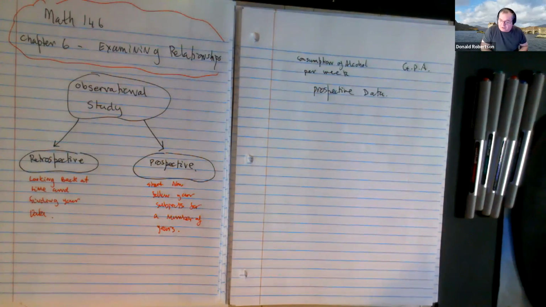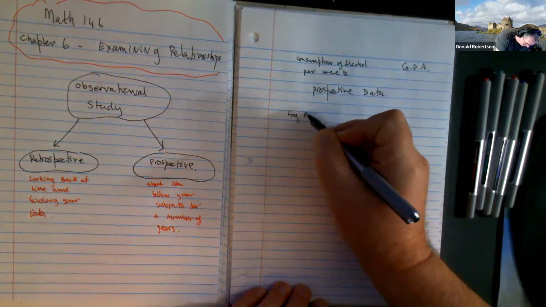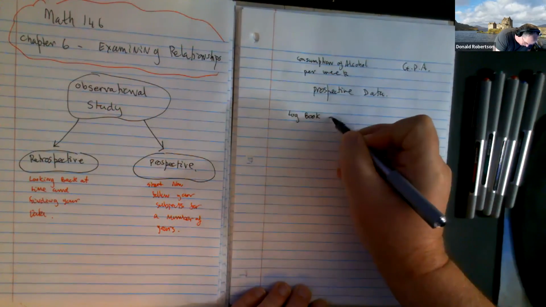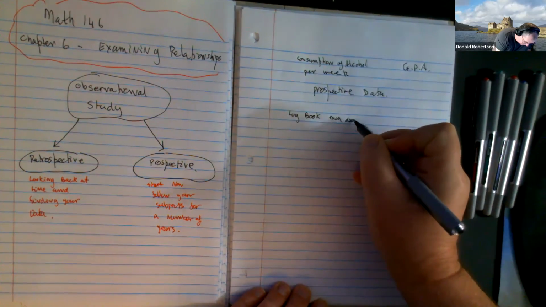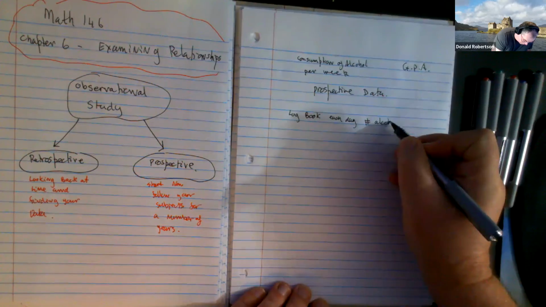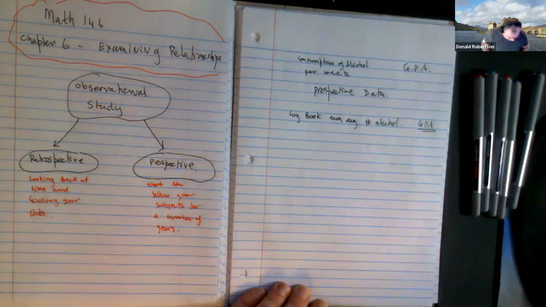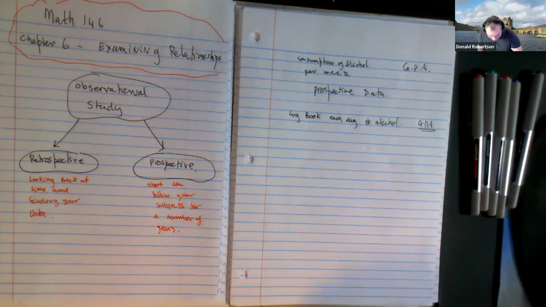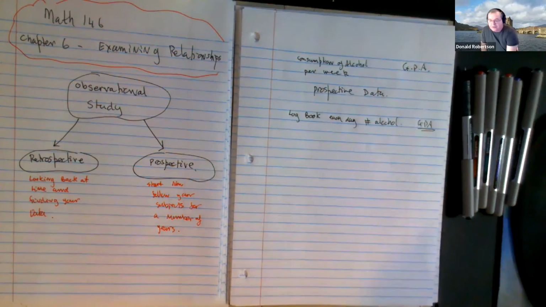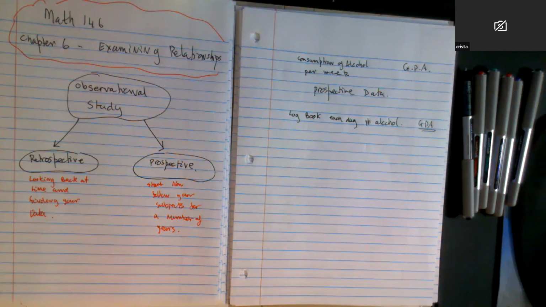If we did it that way, essentially it's a logbook. So I give all my students a logbook. And I say each day, put in the number of units of alcohol. And then at the end, I'll get your GPA. What might corrupt that data? Why might that data be bad in some way?